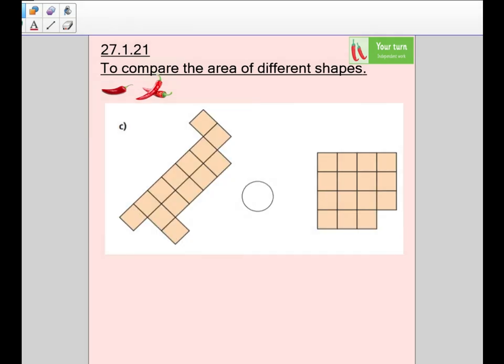And this is C. Can you put the more than, less than or equal to sign in between these 2 shapes? Pause the video now and have a go.